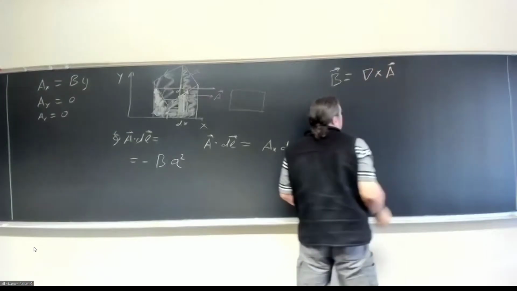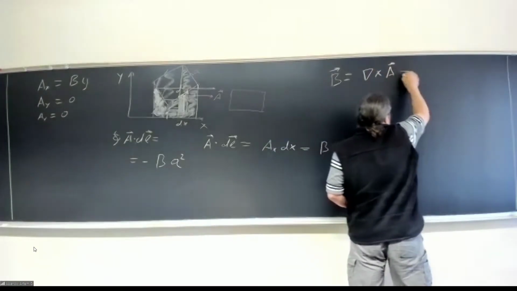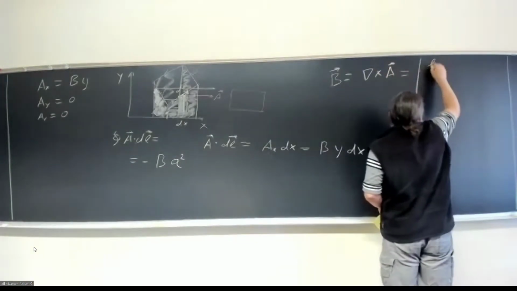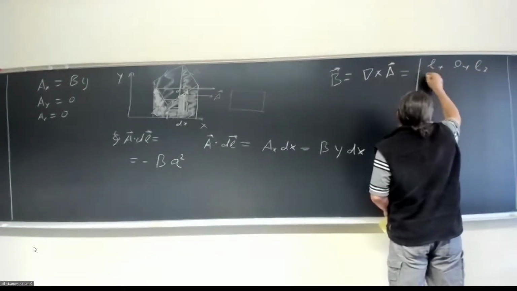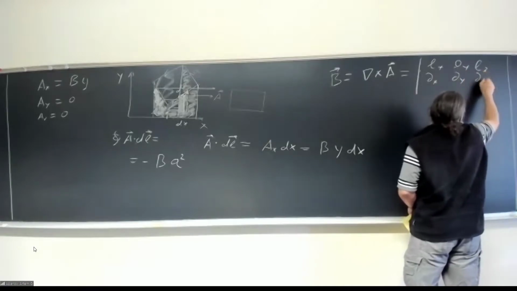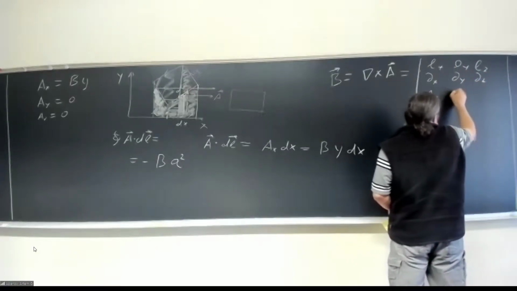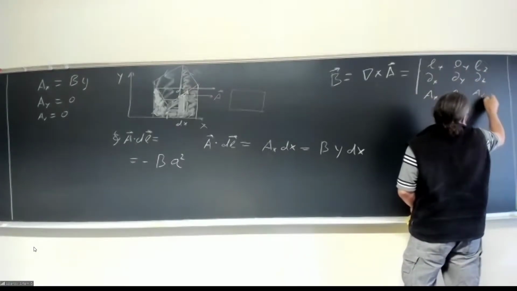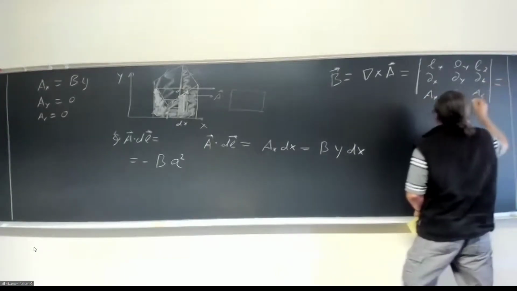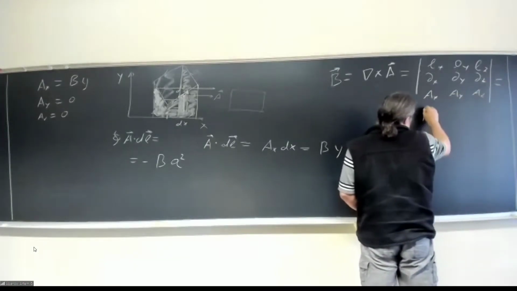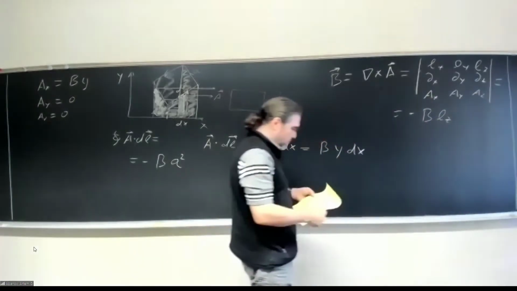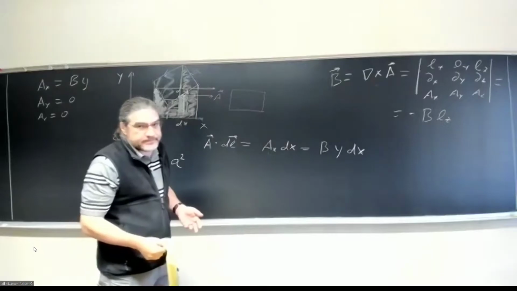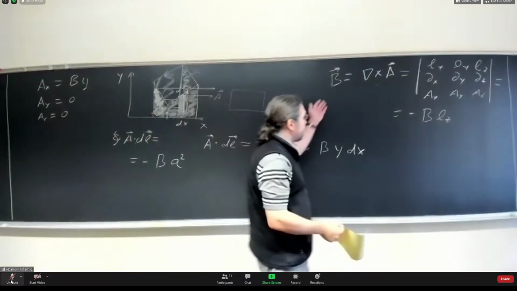Vector field A, right? Well, you know how to compute curl. This is just the determinant of Ex, Ey, Ez, dx, dy, dz, Ax, Ay, Az. You compute this determinant, and what you will find is minus b times Ez. That's the curl of that vector field.